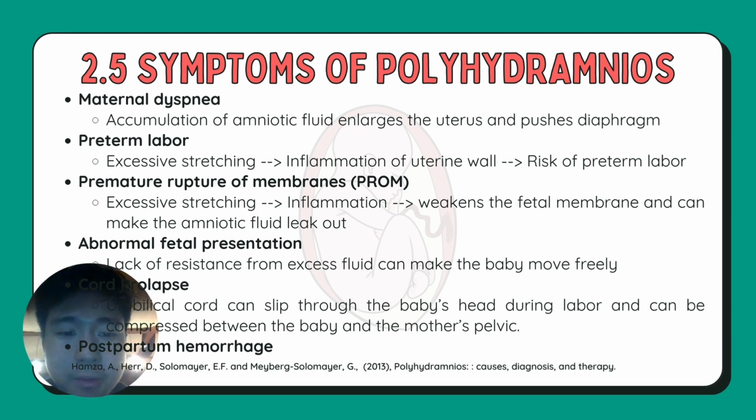Next is PROM, which is also caused by excessive stretching. Inflammation weakens the fetal membrane and can make the amniotic fluid leak out. And then there's abnormal fetal presentation, which happens because of the lack of resistance from excess fluid, which can make the baby move freely. And then there's cord prolapse, which occurs because the umbilical cord can slip through the baby's head during labor. It can also be compressed between the baby and the mother's pelvis. And the last one is postpartum hemorrhage.